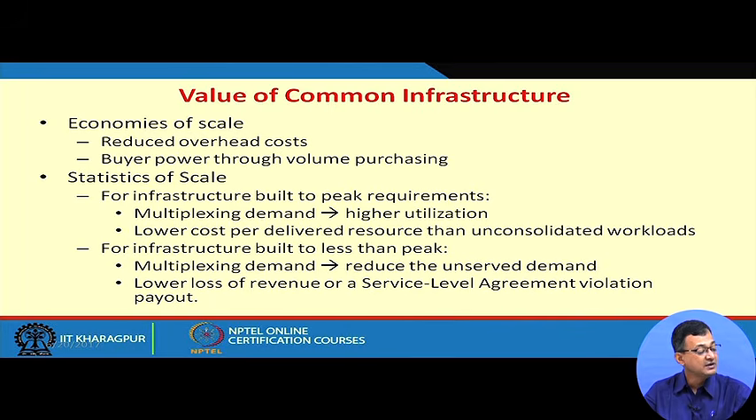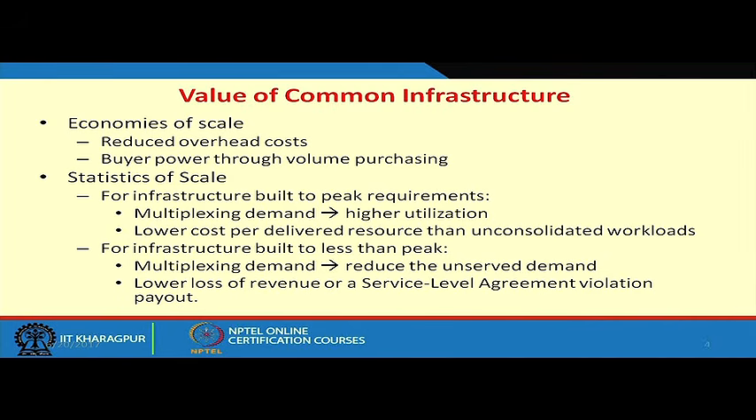Now for infrastructure built to less than peak, here also multiplexing demand reduces unserved demand. If it is a blocking architecture, some requests may not be served, so multiplexing may reduce these unserved requests. It is not biased to one; I go on with some sort of scheduling algorithm and keep serving everyone. It means lower loss of revenue or fewer SLA violations, because an SLA violation means you need to pay something out, an SLA violation payout. So, both for infrastructure built on peak and non-peak, we have these sorts of things.